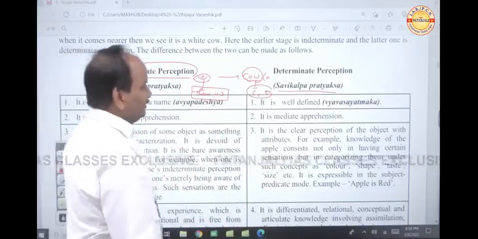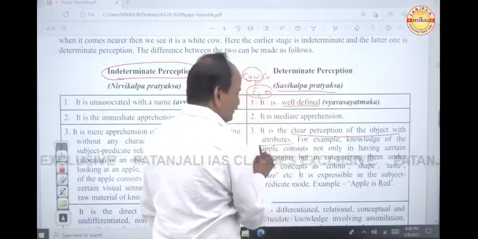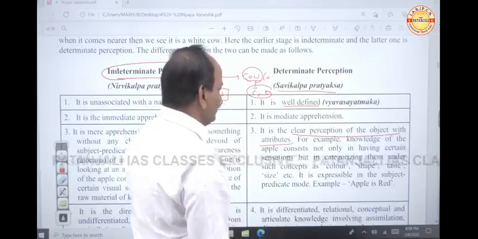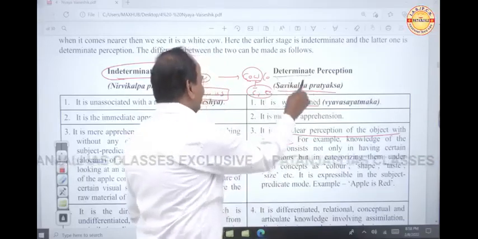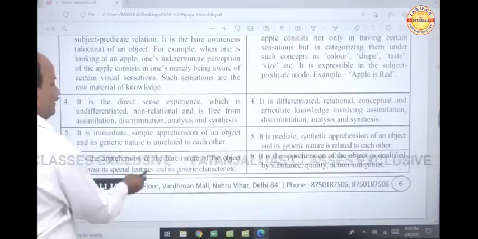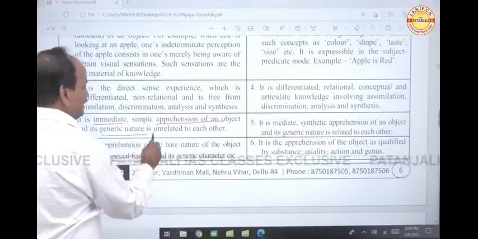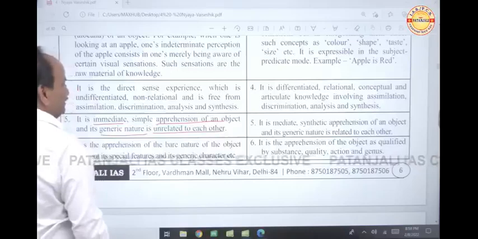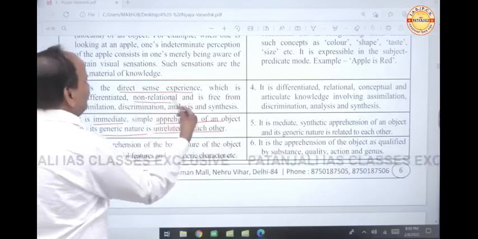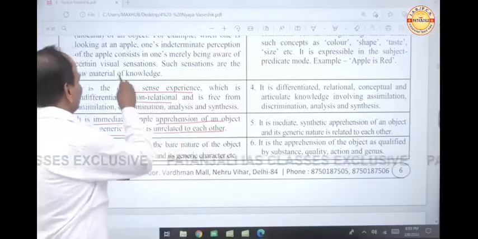For example, here it is clear, savikalpak, well defined, clear perception of the object with attributes. Here we find knowledge of object with attributes, that is determinate. And at the very beginning, there is something. It is immediate, simple apprehension of an object, and its generic nature is unrelated to each other. It does not know what qualities it has. It's a direct sense experience, which is undifferentiated, non-relational. It does not know what it is. We find only certain visual sensations.